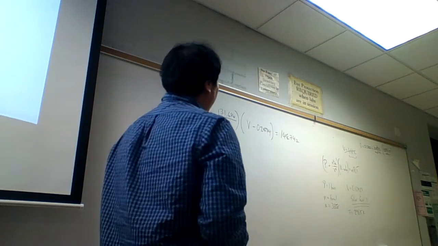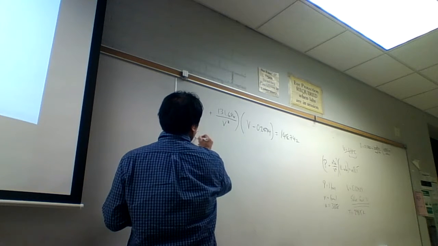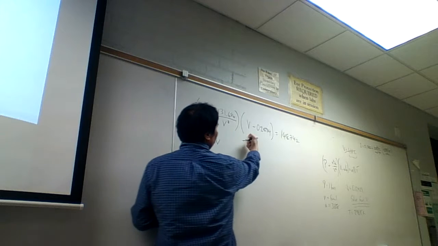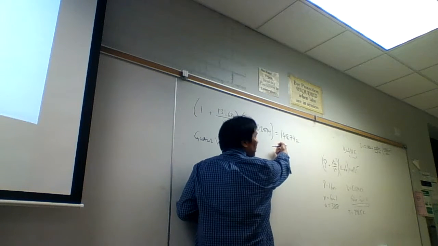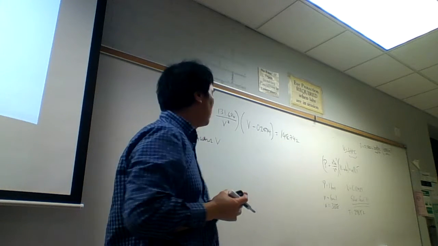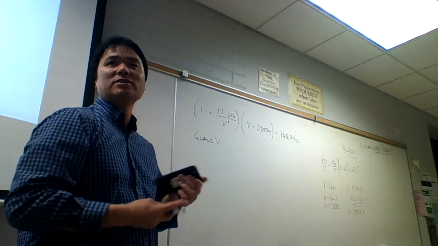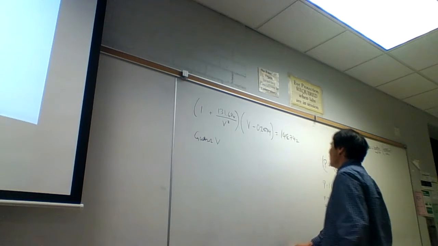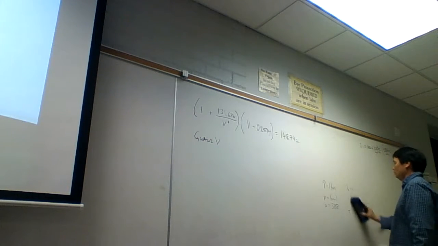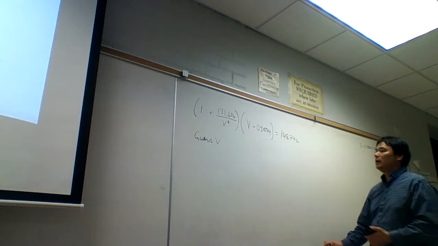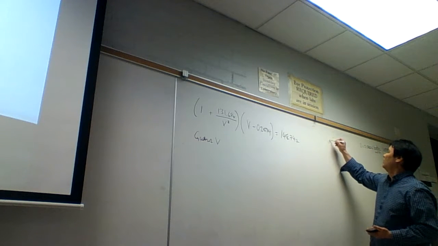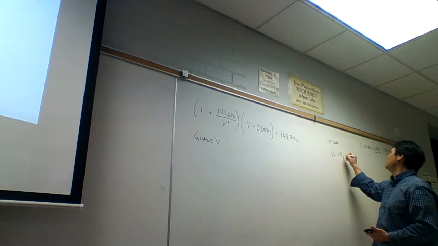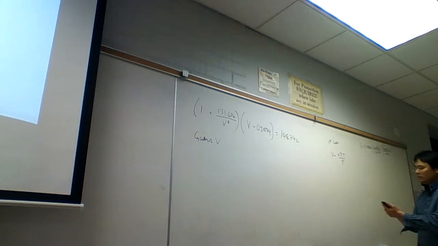All right, now what I'm going to do is guess a V, plug it in here, and see if it matches 148.742. But the problem is, what do I use for my first guess? What I'm going to use for my first guess is the ideal gas law. The ideal gas law says V is equal to nRT over P. And so let's go ahead and calculate that.